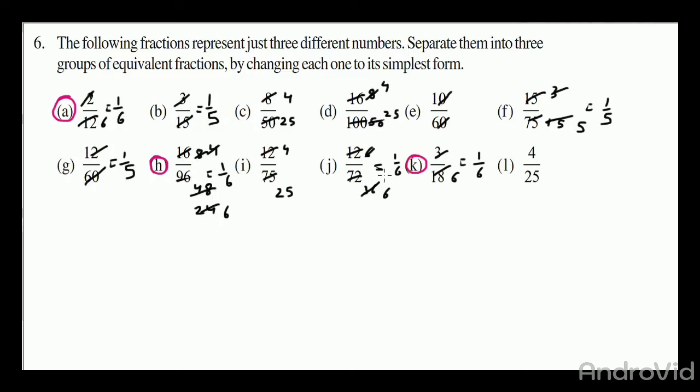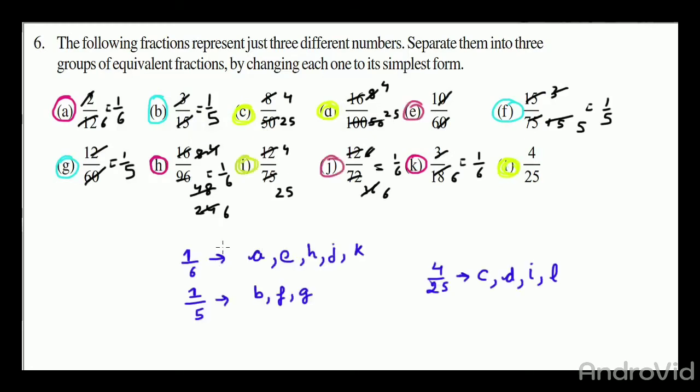3 have the same 1 over 6, and this part is 1 over 5, and we have 4 over 25 also. We have three different parts. So let's arrange them. 1 over 6 has A, E, H, J, K, as you can see in similar colors. 1 over 5 is B, F, G, and 4 over 25 is C, D, I, L.